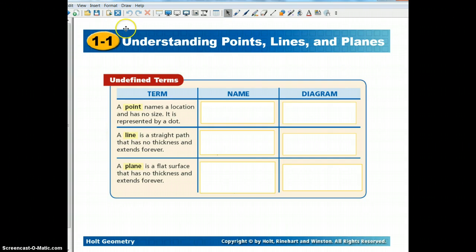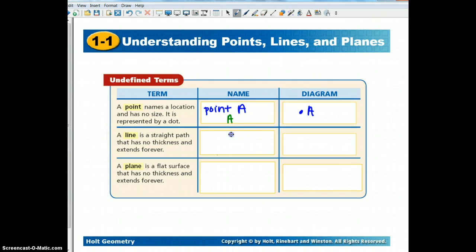Again, these are the building blocks, these are the foundations for geometry. A point names a location and has no size, and is represented by a dot. So the way that we would draw this diagram is just to put a dot. That's how we would represent a point. And then we're going to name it with a capital letter, and I will name it A. So you can write point A for the name, or you could also simply just write the letter A. That's okay as well. Any uppercase letter will work, but again, it is an uppercase capital letter.